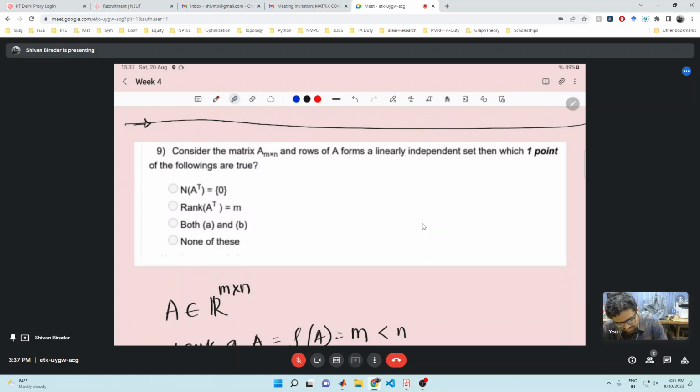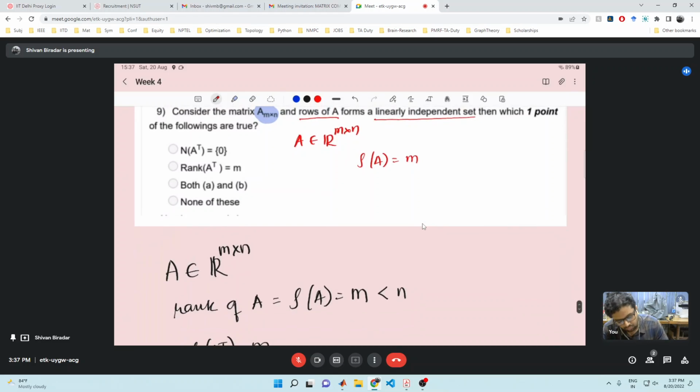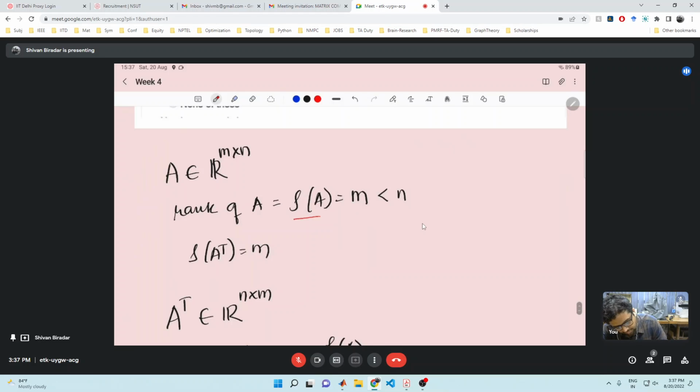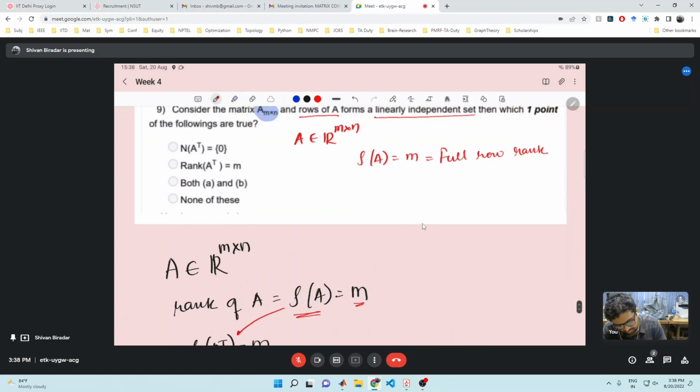Okay, so again, we have a non-square matrix A, where A belongs to R m cross n. And here it is said that the rows of A form a linearly independent set, which means that the rank of A is equal to m. So there are m linearly independent row vectors. So we say that this is full row rank. So you have rank of A as m. We also know that the rank of A is equal to the rank of A transpose, which is equal to m. So that is our aim here.